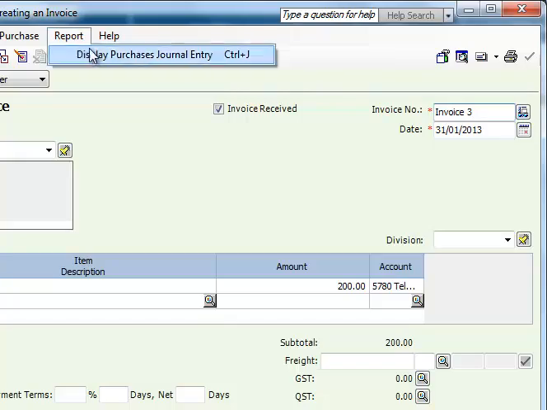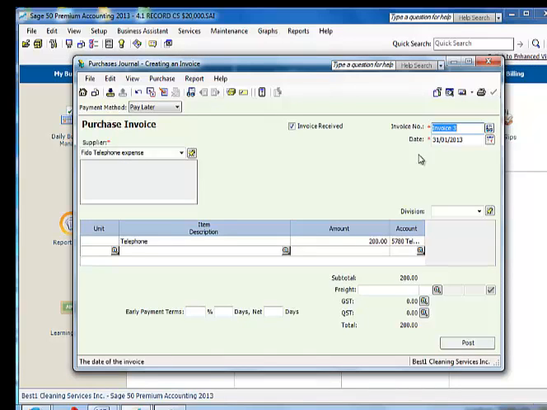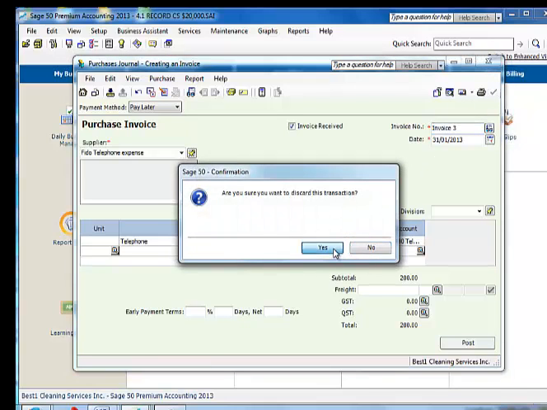Our report, the moment we process the entry, is debit telephone for $200, increase of an expense as a debit balance, and we credit the control account, accounts payable, for $200. As a matter of fact, I will not process it immediately. I would like to show you something. I'm going to disregard the transaction.